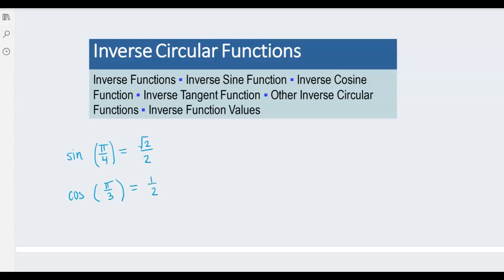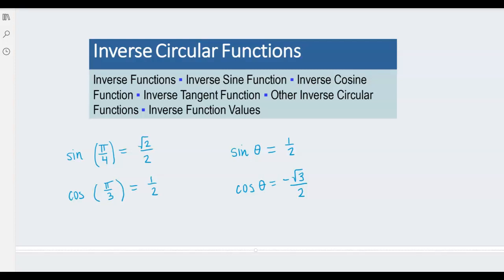What we'll be doing now is going in the reverse order and saying, I have some angle. I'm not going to tell you what it is. Which angle has a sine of 1/2? Or which angle has a cosine of negative square root 3 over 2?